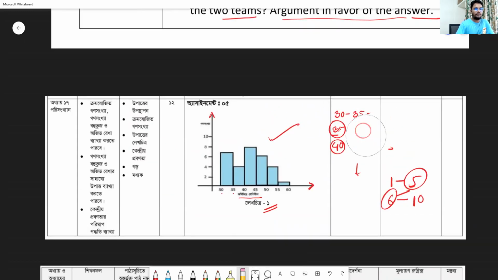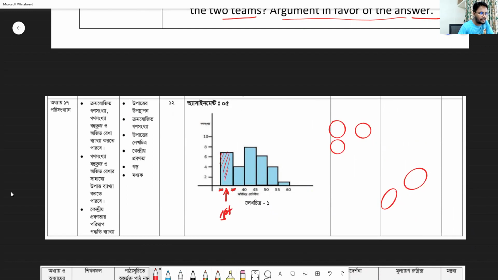Okay, now just 10 seconds. There is one important point. If we consider here 30 to 35, just erasing these two numbers, and if we write here, this is the first over, and the first over score is 7.